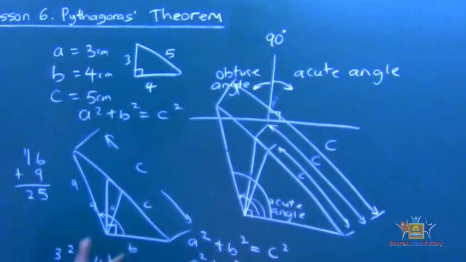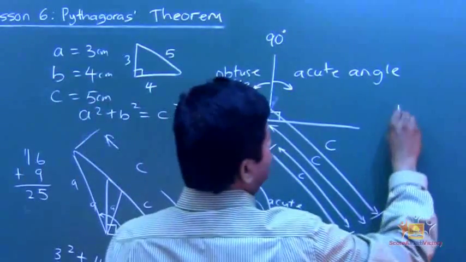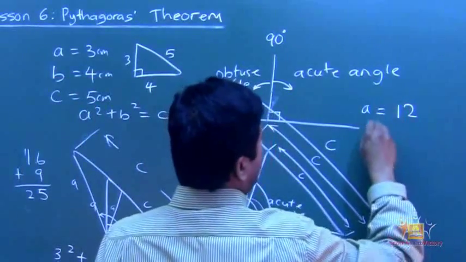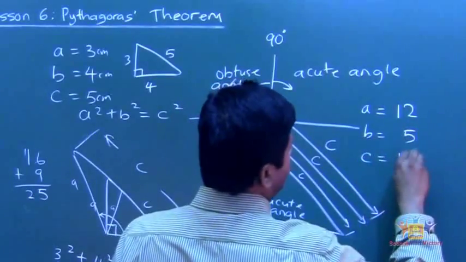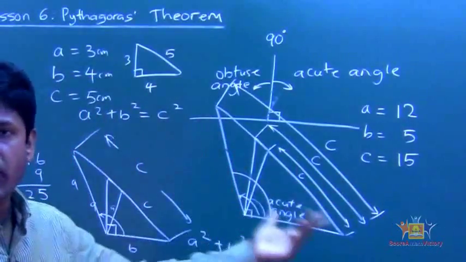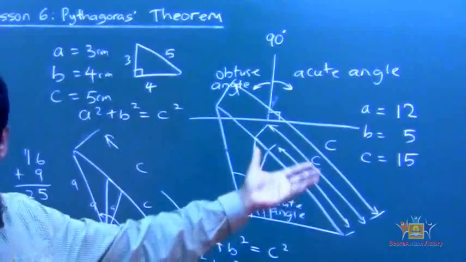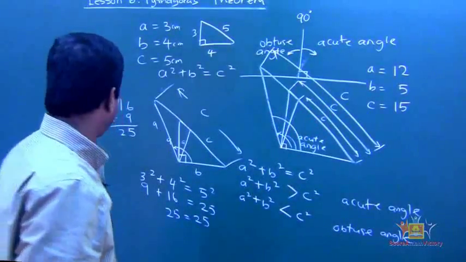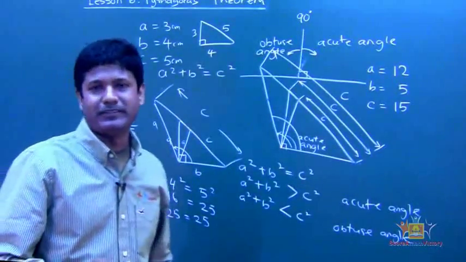Okay, now let's say Mr. Mac gives you another one. Let's say A is 12, and B is 5, and then I say C is 15. And we want to see if this one is a right angle triangle, acute triangle, or obtuse angle triangle. Let Mr. Mac erase the board so I get some space, and I'll be back in a few seconds.